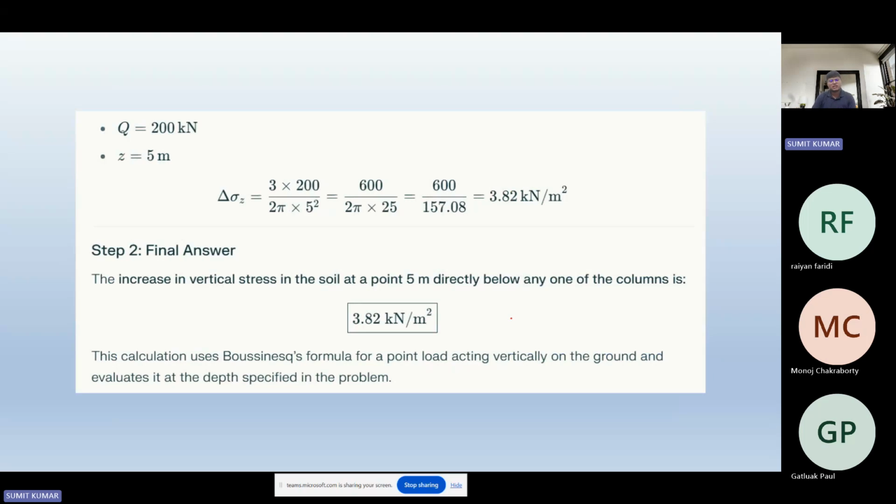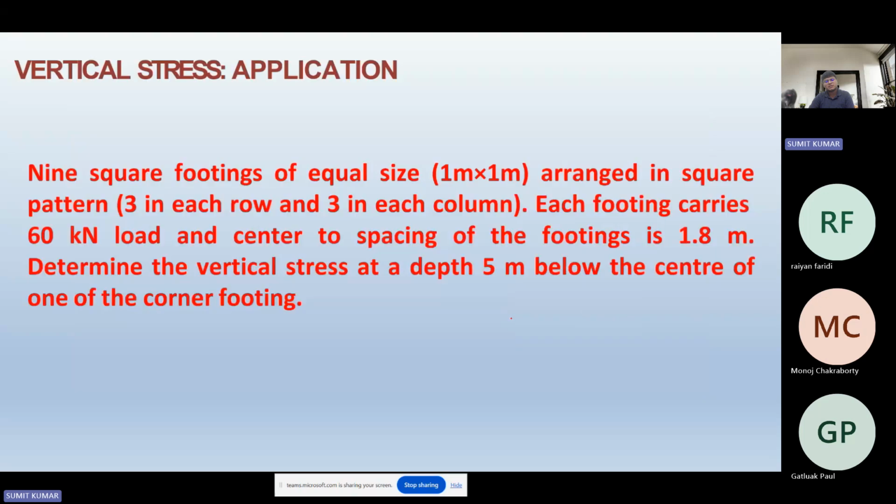Now the capital Q value is known to us as 200 kilonewton. The z value is known as 5 meter. So we can calculate delta sigma z as 3 into 200 upon 2 pi into 5 square, which ultimately, after the calculations, comes out to be 3.82 kilonewton per meter square. Now, the increase in the vertical stress in the soil at 5 meter directly below one of the columns is 3.82 kilonewton per meter square.